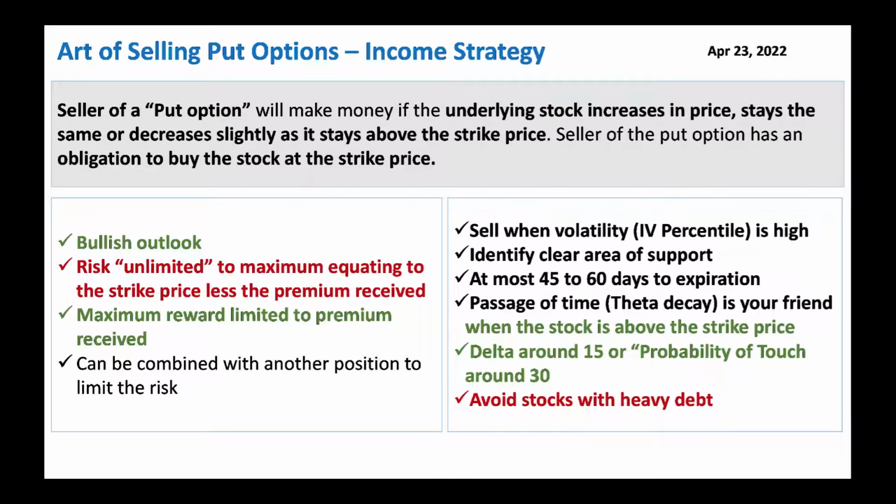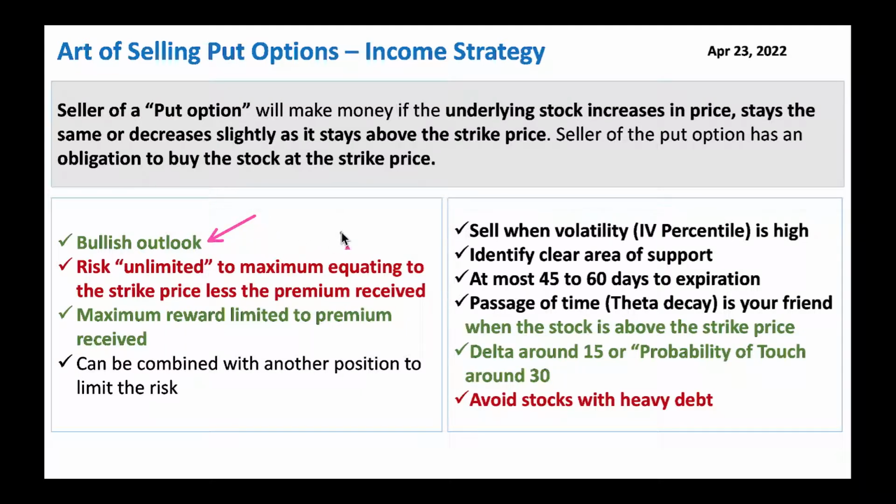Look, the seller of a put option will make money if the underlying stock increases in price, stays the same, or decreases. So there are a lot of probabilities. That's one of the reasons most people are attracted to this technique, because there are a lot of ways to make money here. Probability is in your favor. The key is to choose the right stock or ETF. And generally, if you're a put option seller, your outlook is bullish. You want the stock to go higher.